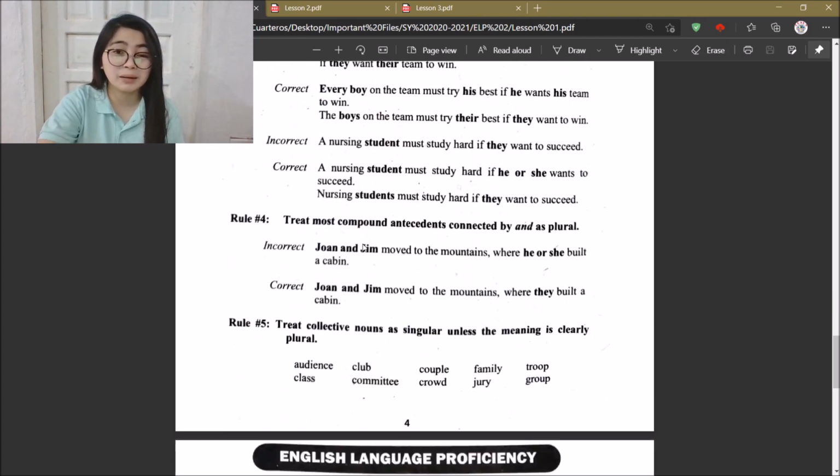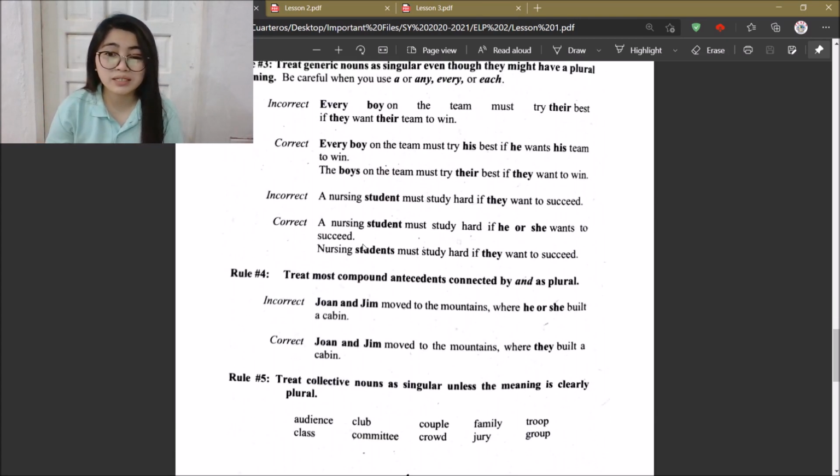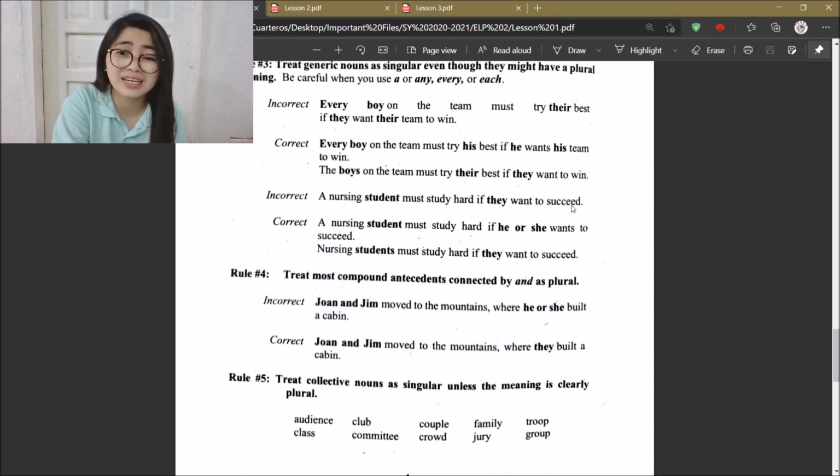Next, we have another example. A nursing student must study hard if they want to succeed. So, balik tayo dun sa pinag-uusapan. Nursing student, walang S. So, singular siya. So, bakit siya ginamitan ng they? So, dun pa lang, incorrect na.